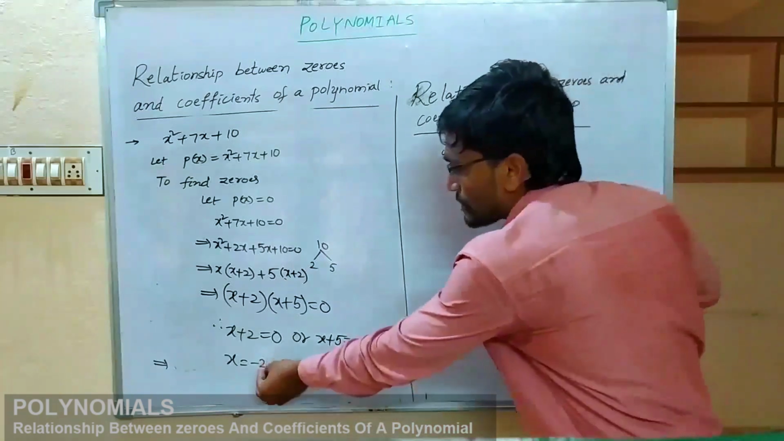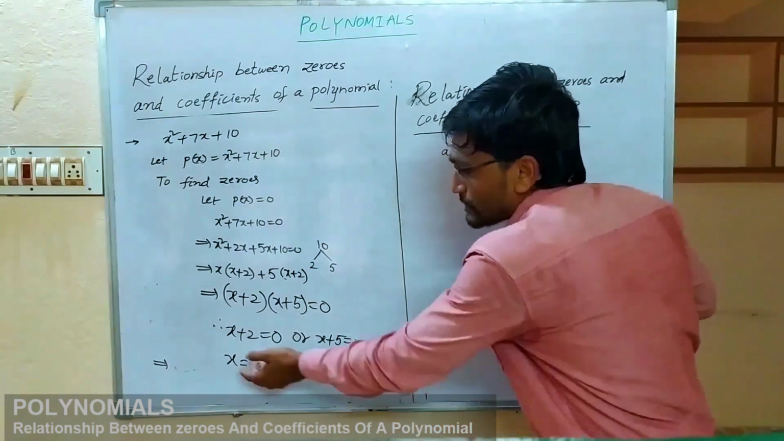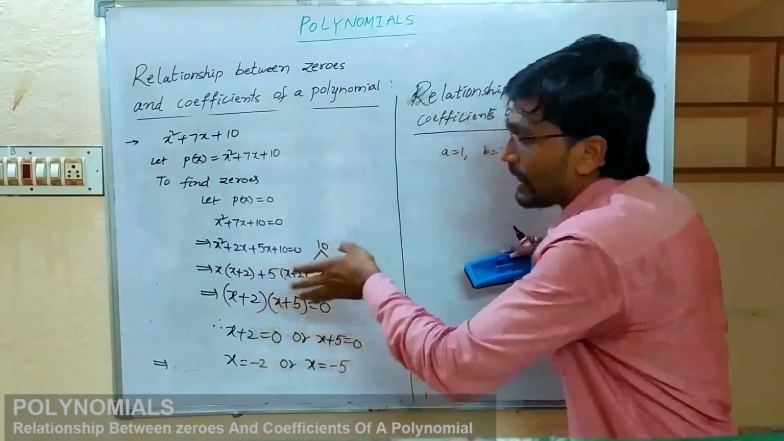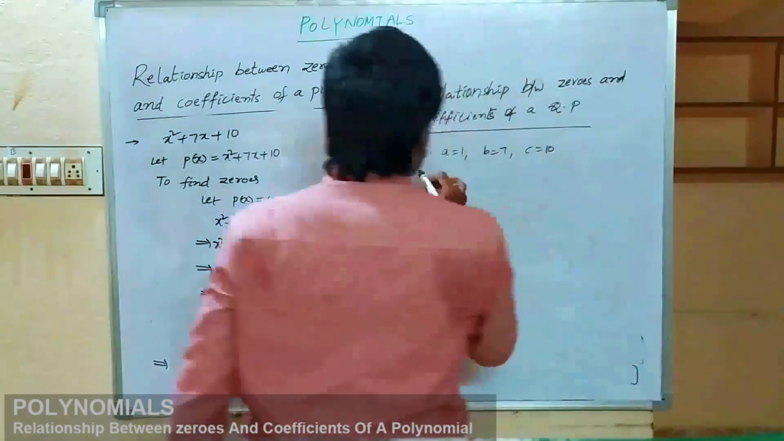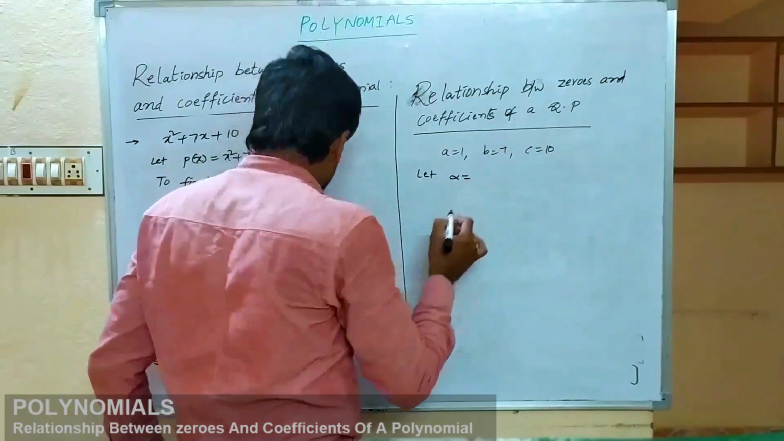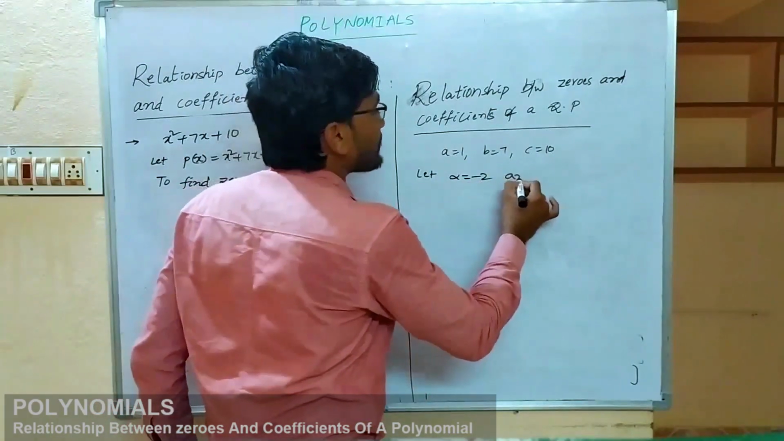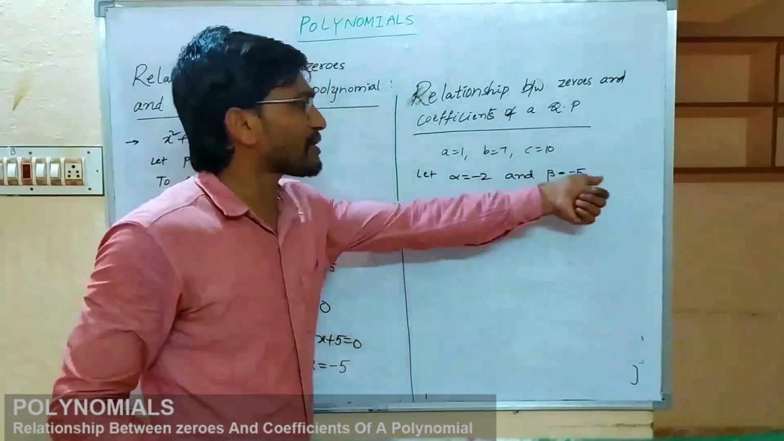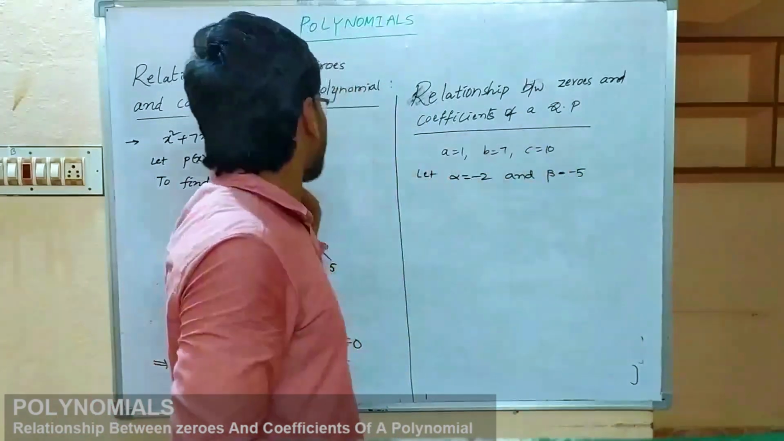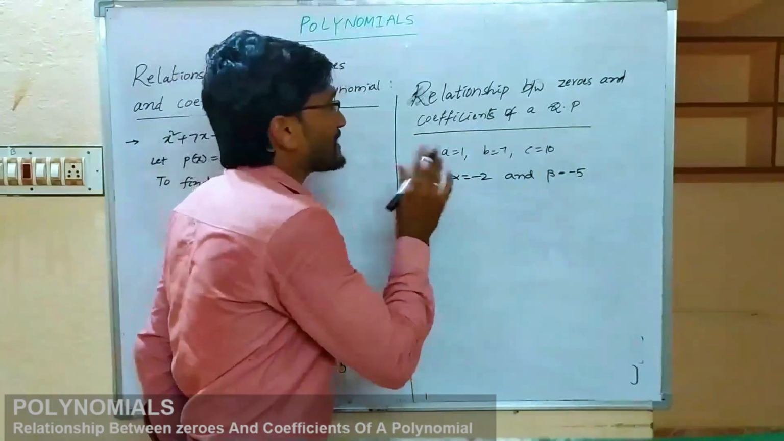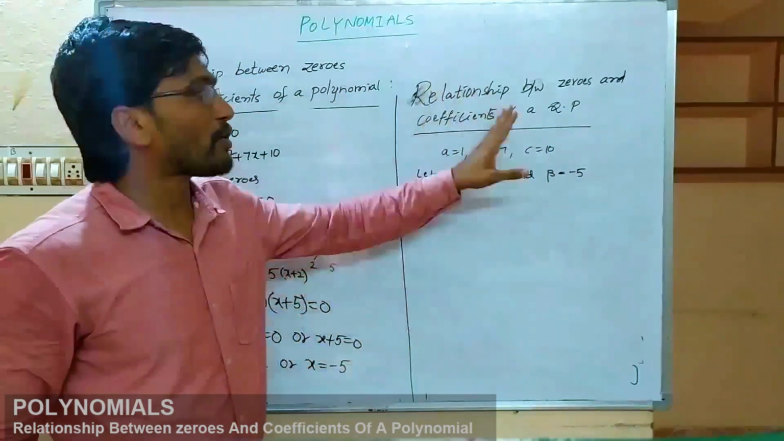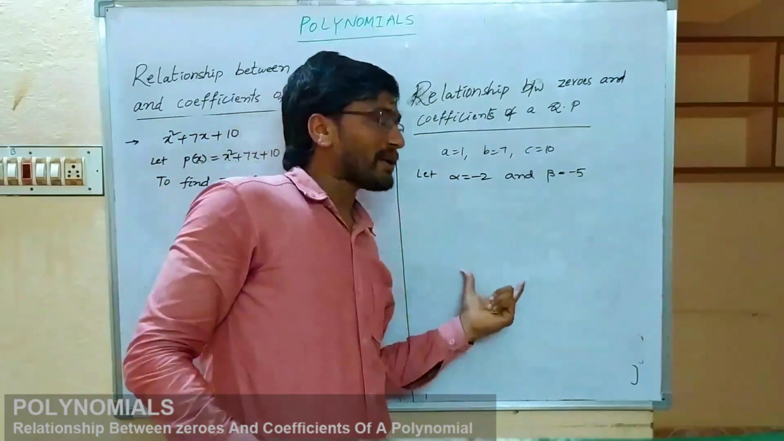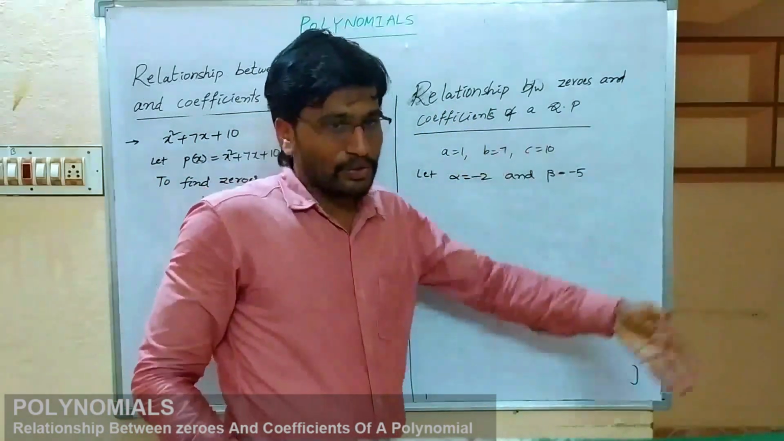Now, what are the zeros we got? Minus 2 and minus 5. Assume the two zeros are alpha and beta. Let alpha is equal to minus 2 and beta is equal to minus 5, the zeros of the given quadratic polynomial x square plus 7x plus 10. Now, what is the relationship between zeros and coefficients of a quadratic polynomial? Alpha plus beta is equal to minus b by a, alpha beta is equal to c by a. That we have to verify.